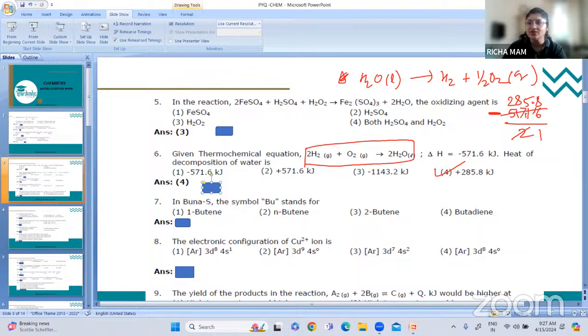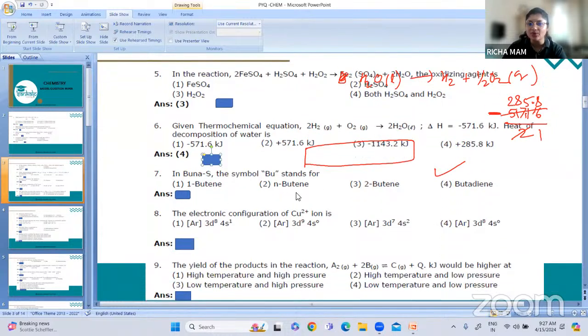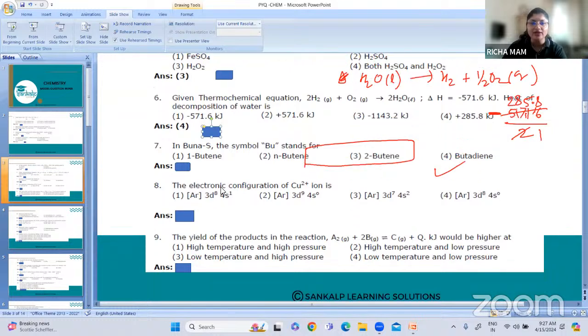Let us go for the next one. This is from polymers, Buna S. Next question: the electronic configuration of Cu2+ ion is. Yes, what is the electronic configuration? How do you write it for copper?